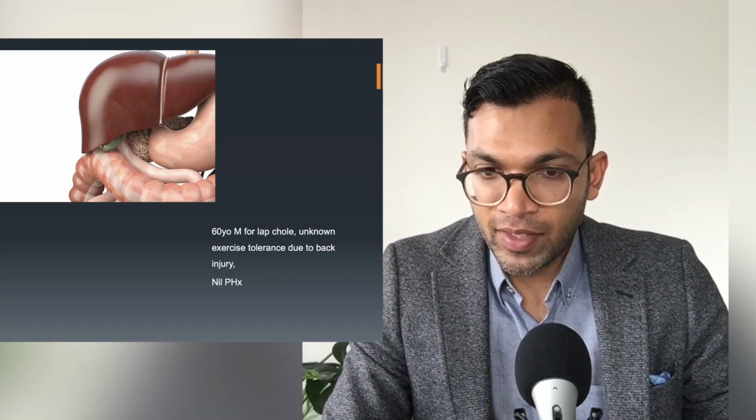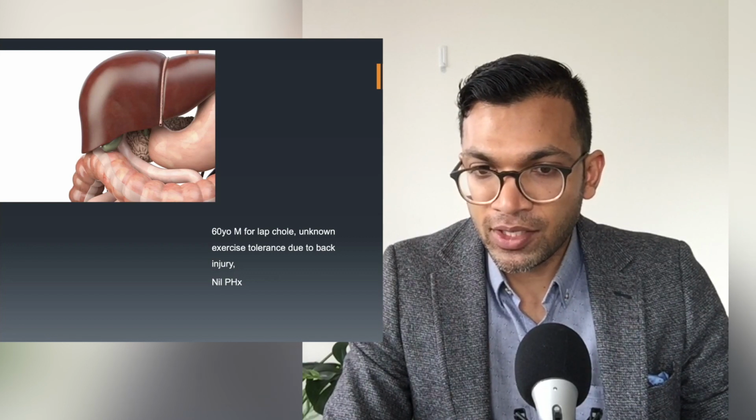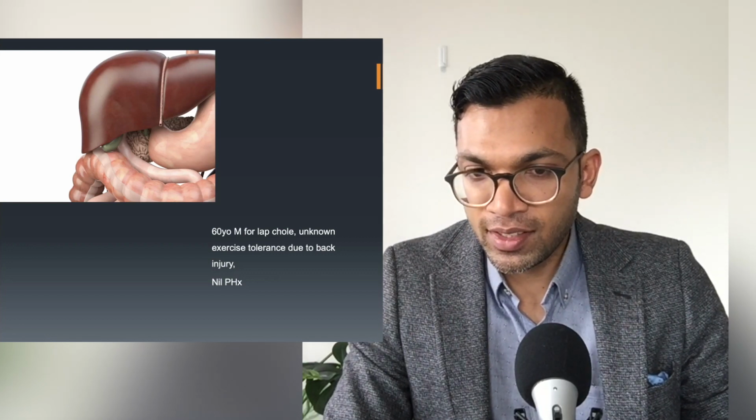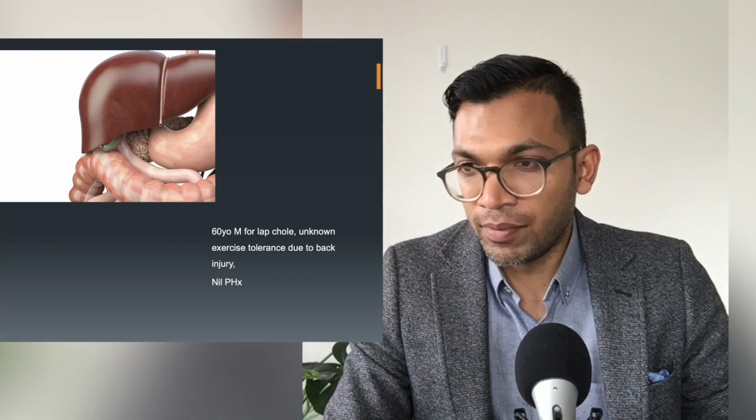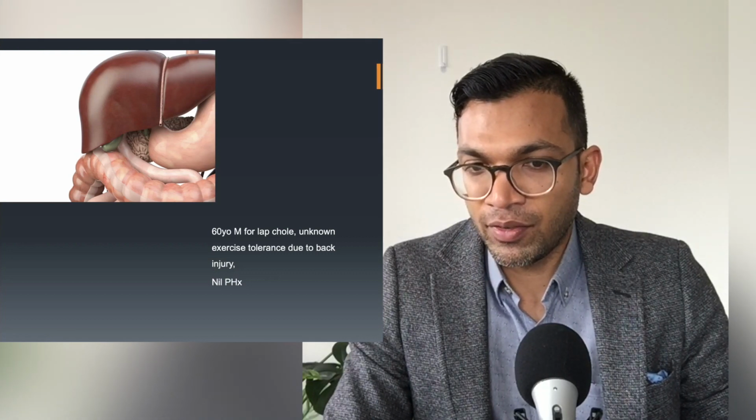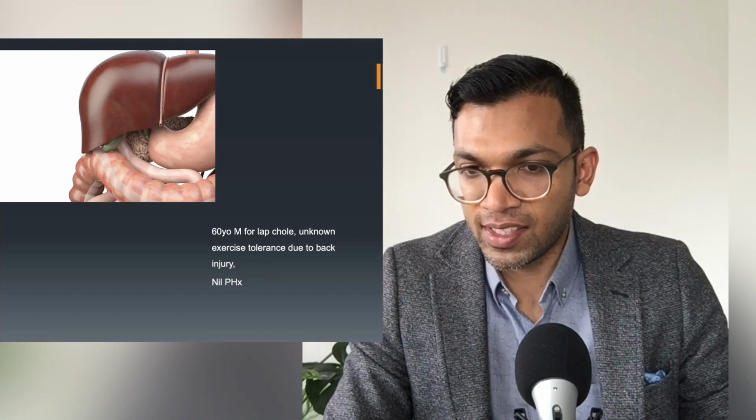Now, just to put a bit of a spanner in the works, the fact that this patient has no other risk factors means that many people would make the argument that they are very unlikely to have cardiac disease.